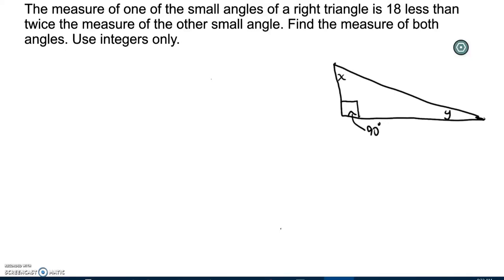Okay, this one says the measure of one of the small angles of a right triangle is 18 less than twice the measure of the other small angle. Find the measure of both angles. Use integers only.